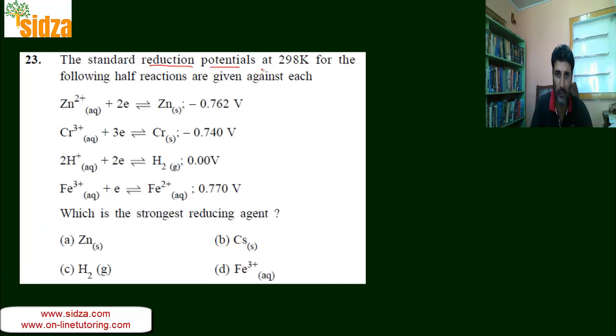The standard reduction potentials at 298 Kelvin for the following half reactions are given. These are the reduction potentials of the different electrodes. Which is the strongest reducing agent? So again the same question, the one with the lowest reduction potential will be a better reducing agent. So it is the zinc, minus 0.76. It has the lowest reduction potential, means it will be the better reducing agent. So among these four, this is the strongest reducing agent.